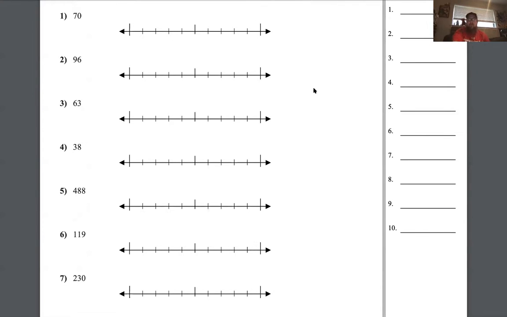If you want to do some extra work with your kiddos, you're more than welcome to look at these 7 problems and do it with them. We're all rounding to the tens and all of our numbers right here, and there are going to be some number lines you're more than welcome to do as well.